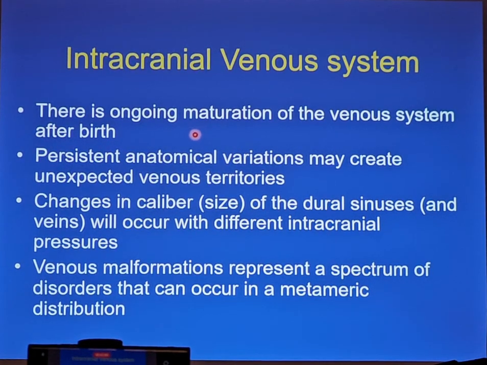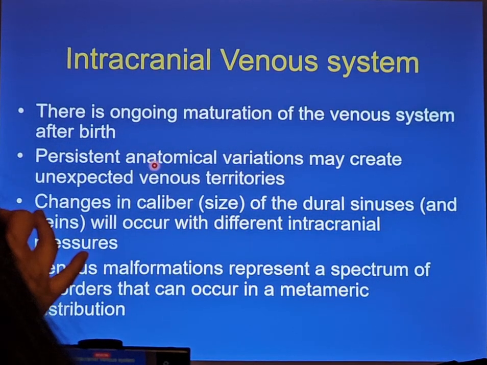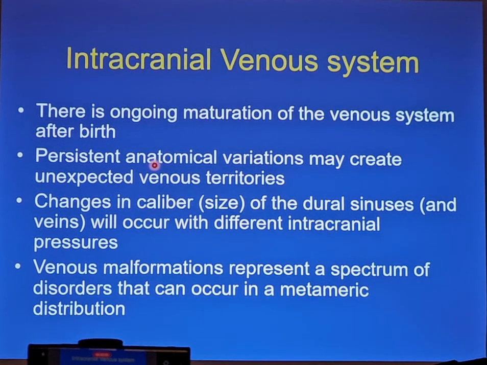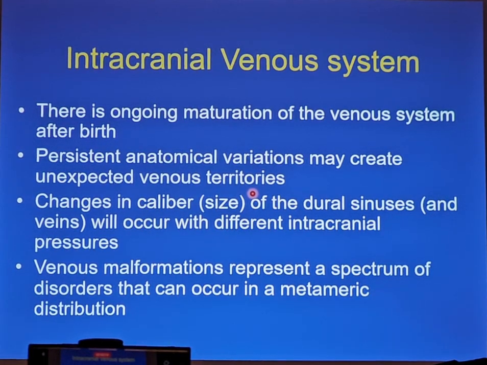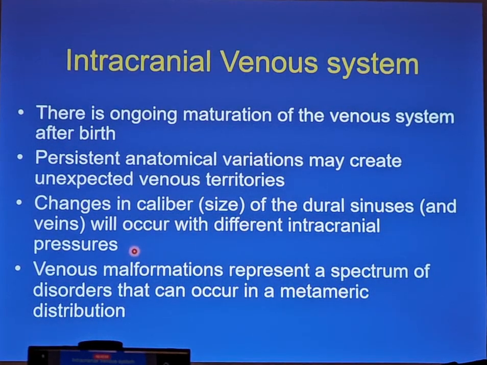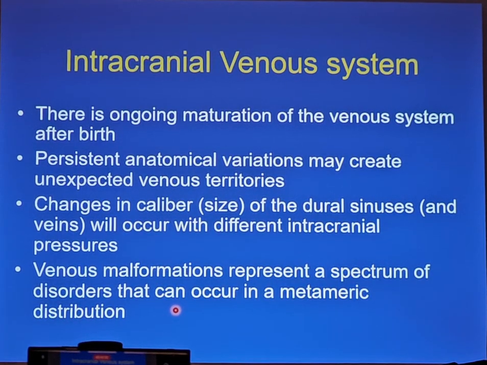So with the intracranial venous system, there's an ongoing maturation after birth. So that's important, that you're not done yet with the veins at birth. They keep on growing, they keep on maturing and changing caliber and size. The persistent anatomical variations may create unexpected venous territories. We talked about DVAs a bit, we'll talk about it more this afternoon. Changes in caliber and size in dural sinuses and veins will occur with different intracranial pressures. And venous malformations represent a spectrum of disorders that can occur in the metabolic distribution, as I showed you in the last slide.